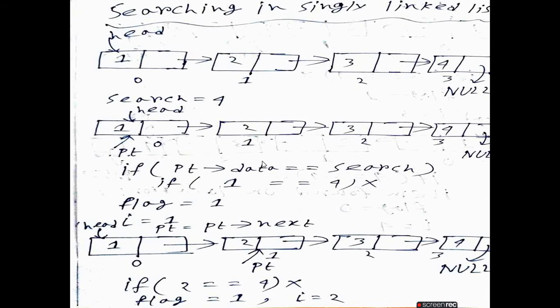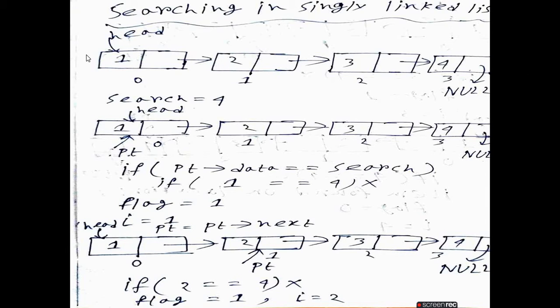First, I will tell you what the concept is, what the work is. For example, this is the linked list. Four nodes are there: the zeroth node, index 1, 2, 3. The data is 1, 2, 3, 4. Now, for example, we are searching for a node's data. We are searching for the 4.